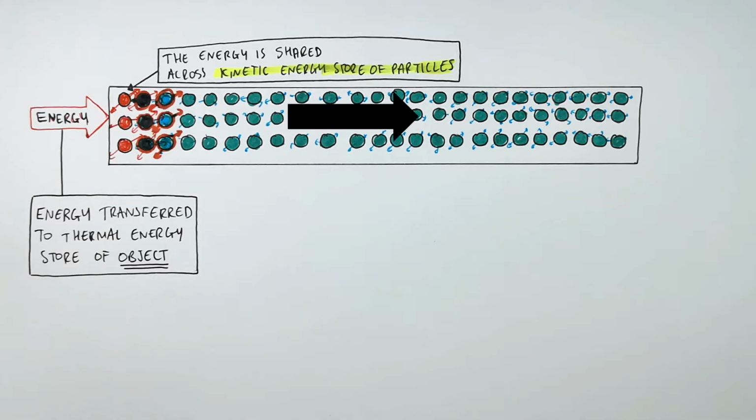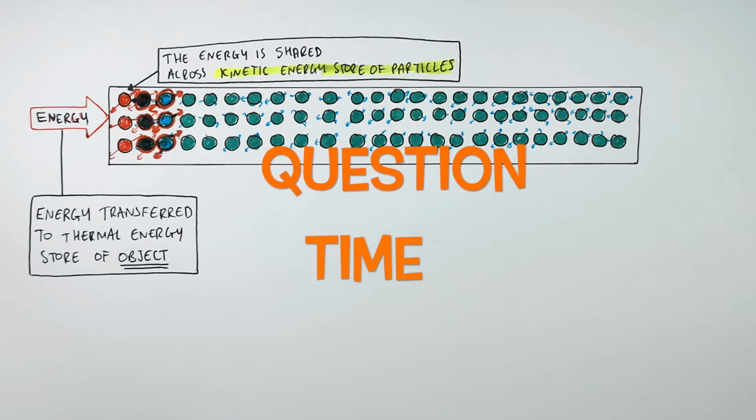So when a particle collides with another particle, as you can see here, there's going to be an energy transfer from the kinetic energy store of one particle to the kinetic energy store of the adjacent particles, therefore transferring energy through the solid. It's question time. Attempt these questions to check your understanding.